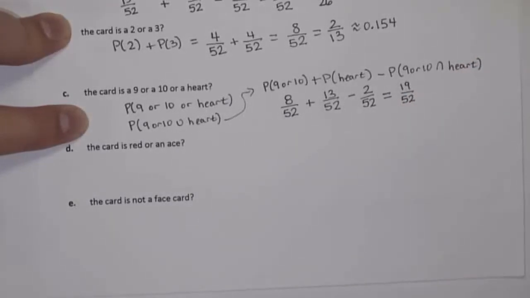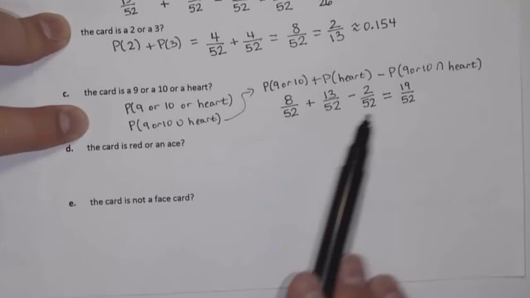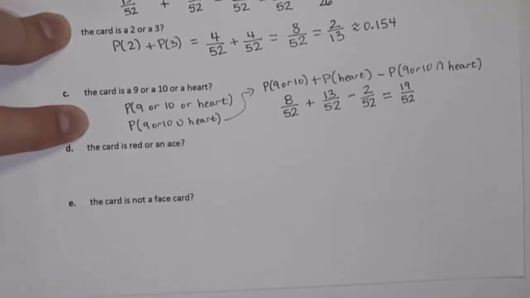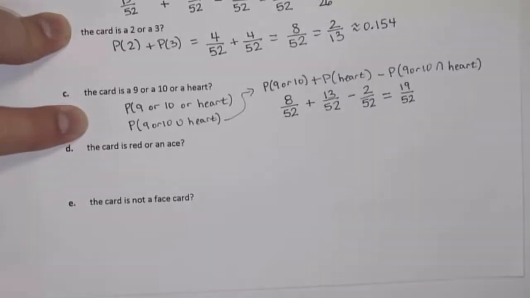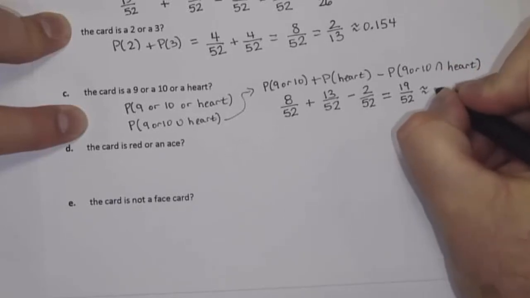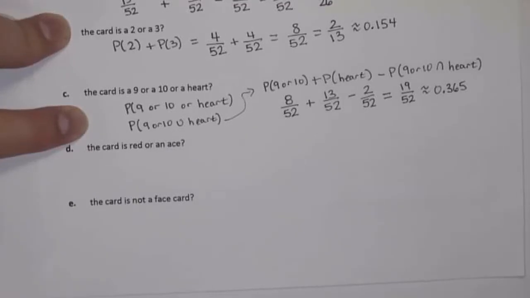19 out of 52 does not reduce, so the probability that the card will be a 9 or a 10 or a heart is 19 out of 52. Again, if I want, I could write that as a decimal, so that would be approximately 0.365. So if I randomly draw a card from a standard deck of cards, then there's about a 36.5% chance that that card will be a 9 or a 10 or a heart.